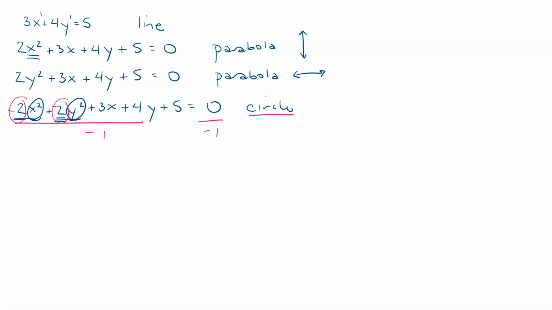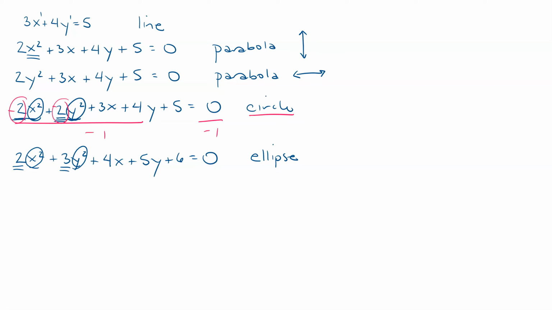What if the coefficients didn't match, but they were still both positive, like this? I still have x squared plus y squared. They're both positive, but they don't match. In this case, I have an ellipse.